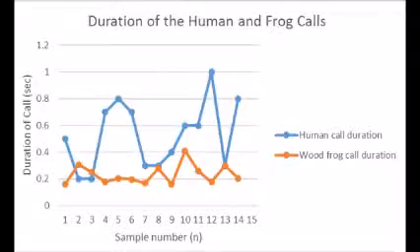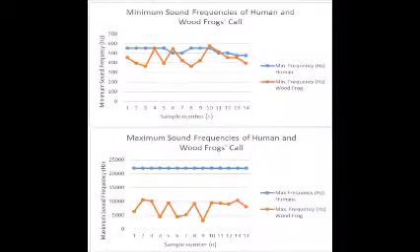The average call duration in the wood frog is 0.23 seconds compared to 0.53 seconds in humans. The average minimum frequency of the wood frog call was 450 Hz, which is slightly lower than the minimum frequency of the human voice, which was 523 Hz. The average maximum frequency in humans was just over 22 kHz, which is much higher than the maximum frequency in frogs, which was 7,806 Hz.